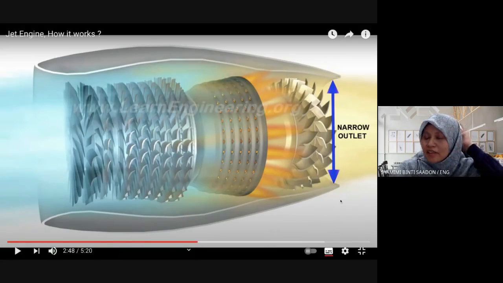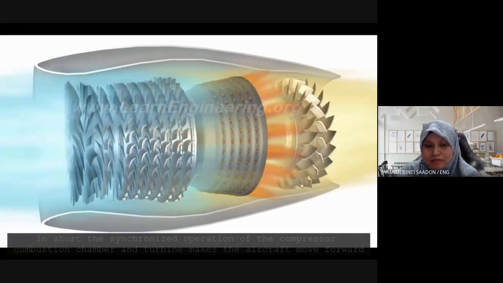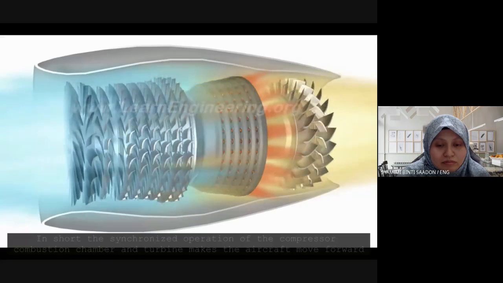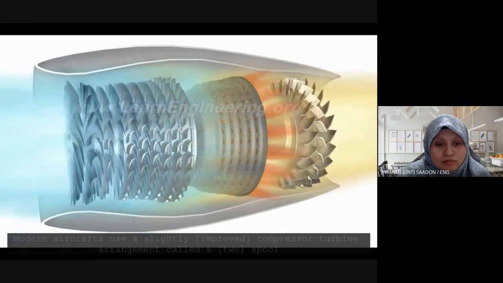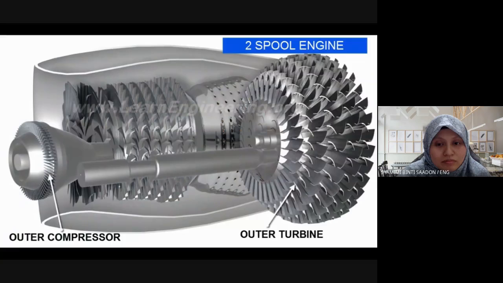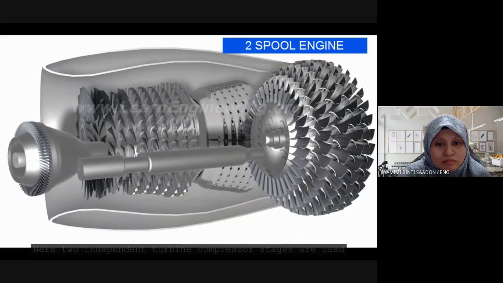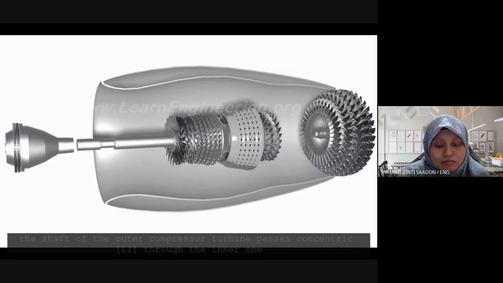So okay, exiting the turbine, the kinetic energy is high, but in order to achieve a high speed gas flow, we need a narrow outlet. In short, the synchronized operation of the compressor, combustion chamber, and turbine makes the aircraft move forward. Modern aircraft use a slightly improved compressor-turbine arrangement called a two-spool. Here, two independent turbine compressor stages are used. The shaft of the outer compressor turbine passes concentrically through the inner one.